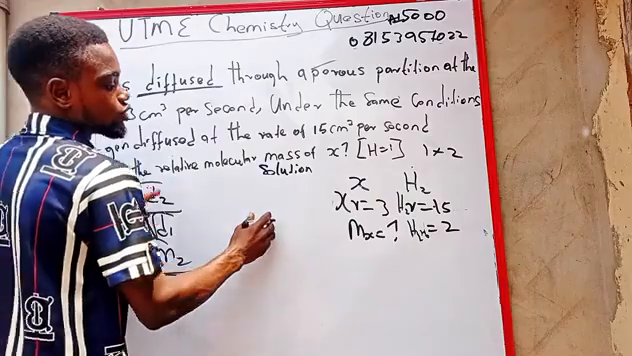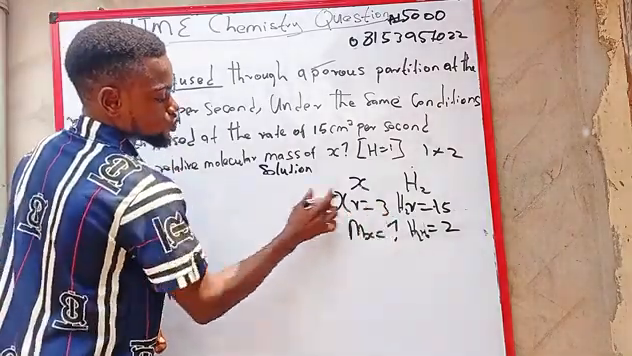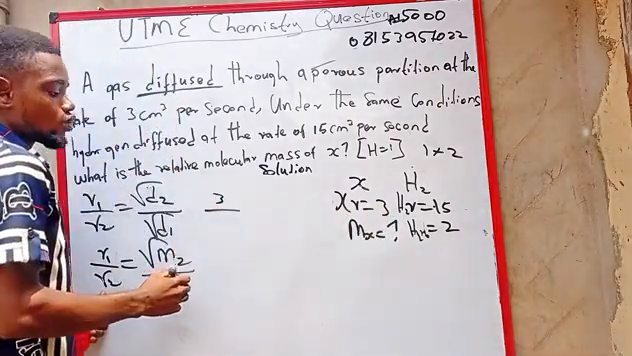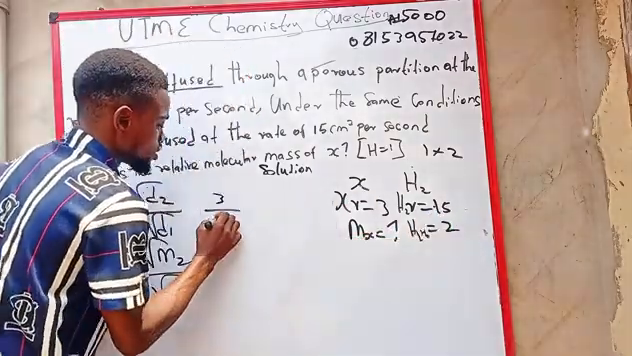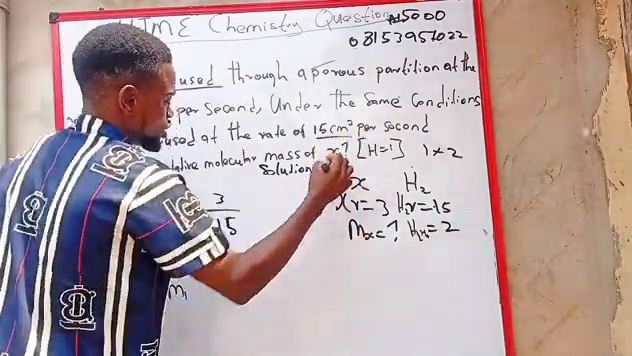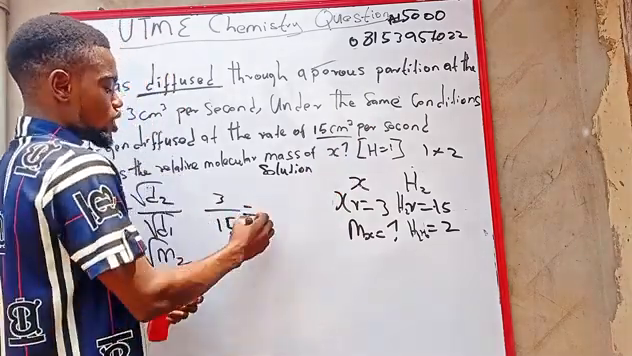So R1 is going to be the first gas, which is unknown. We have it as 3 all over. R1 is hydrogen. The rate of hydrogen is 15. You can see it mentioned in the question, and this is equal to the square root.